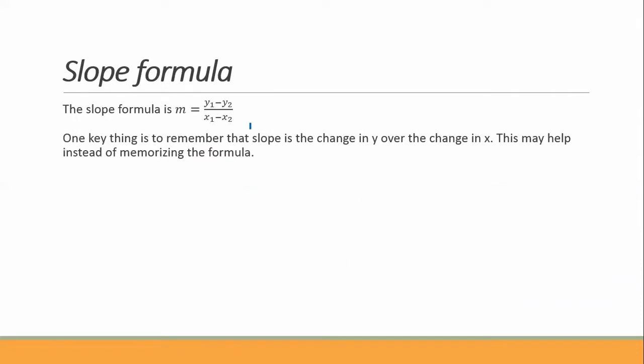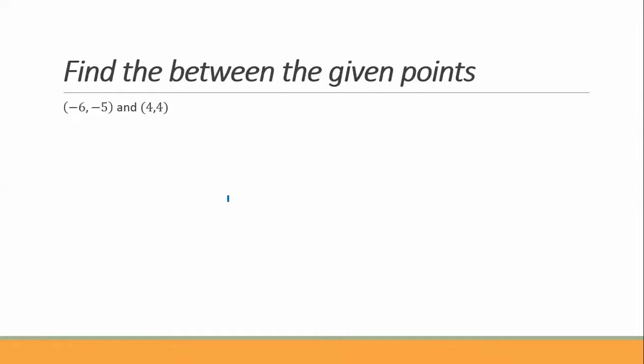The slope formula is m equals y1 minus y2 over x1 minus x2. Remember, it's how much y changes over how much x changes. It might help you to just remember that part instead of memorizing. And it doesn't matter which point is which; you can use either of the 2 points first, and I'll show you how to do that. For the first one, we want to find the slope between the 2 given points.